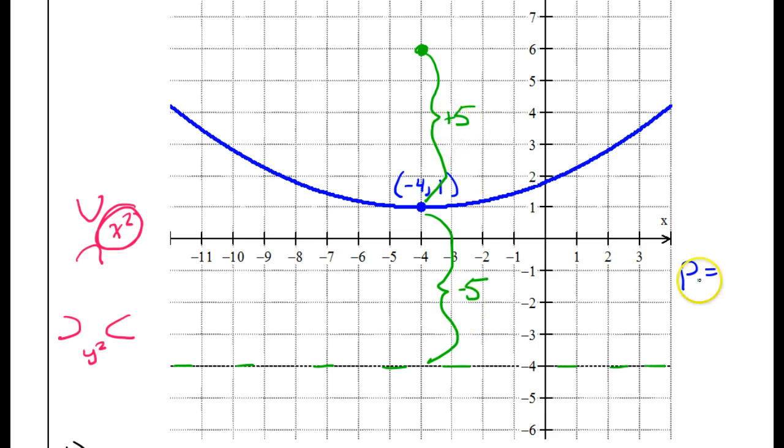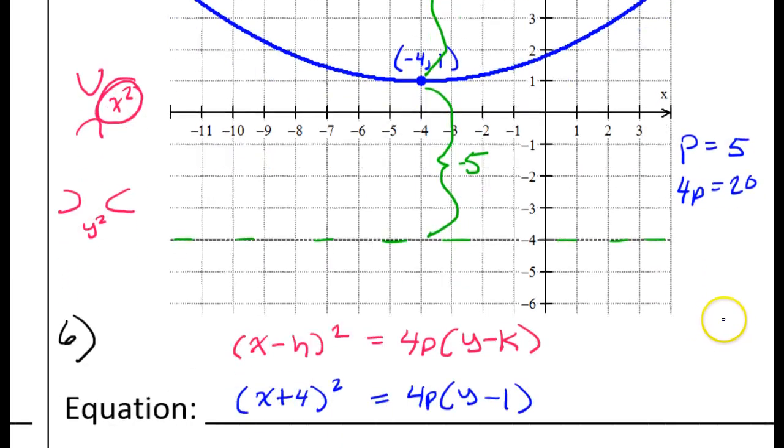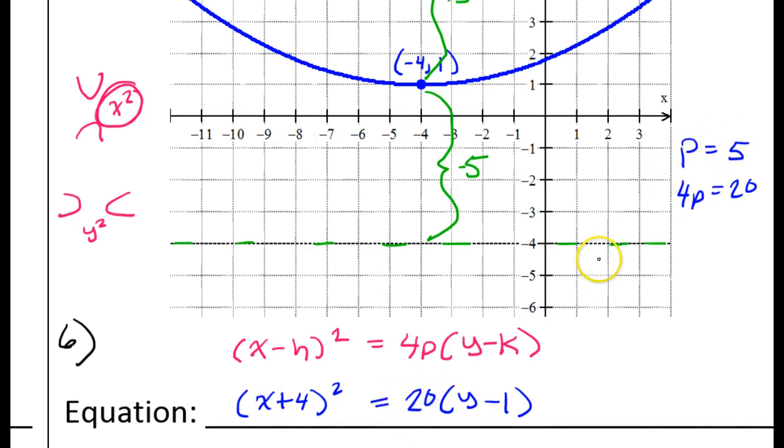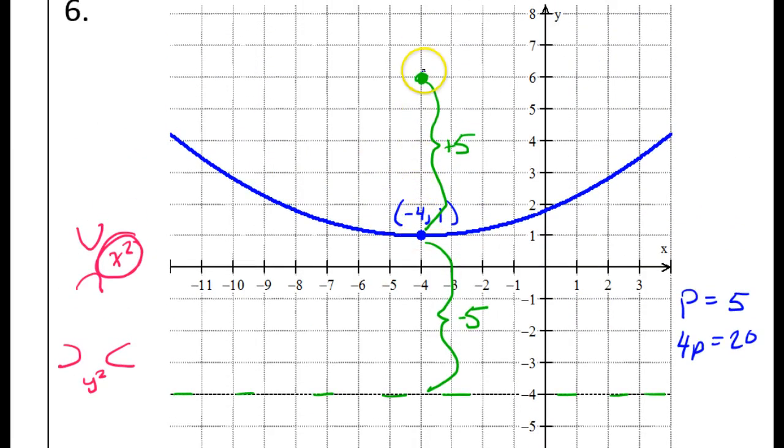Boom. Because it's got to be 5 up, because this is 5 down. And really that positive 5 is the p value that we need. So p is 5. If p is equal to 5, then 4p must equal 20. I'm just multiplying both sides by 4. So I'm going to erase the 4p and put 20 in its place. By the way, p can be negative. It was positive this time because from the vertex to the focus, I'm going up. But imagine a parabola that was facing downward and had a focus below the vertex. In this case, p would be a negative number, like -3 or something like that. So please understand that p can be negative.